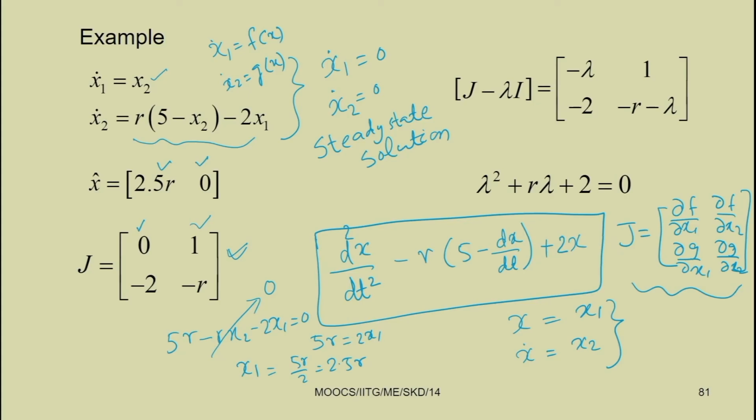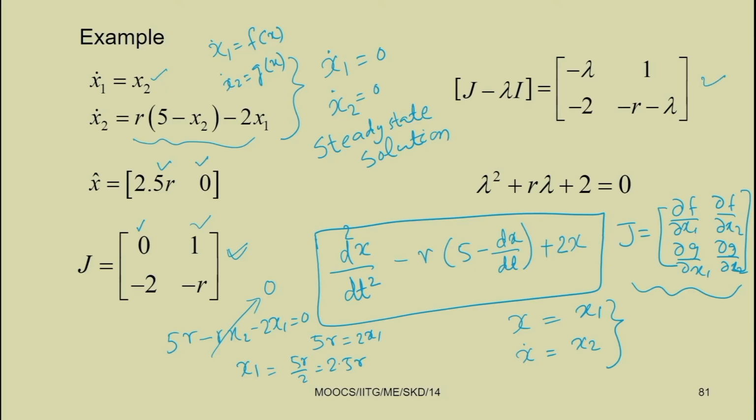For the Lyapunov stability, we can find the eigenvalues of this Jacobian matrix. To find the eigenvalues, we find J minus lambda I. So J minus lambda I can be written as [0 minus lambda, 1; minus 2, minus r minus lambda]. We have to find the determinant of this J minus lambda I and equate it to 0.